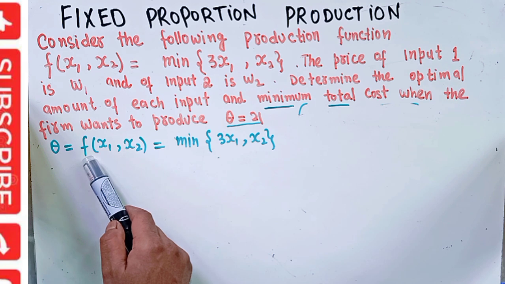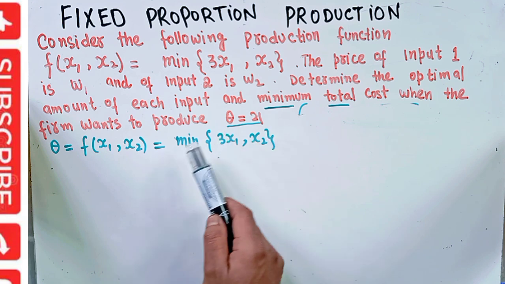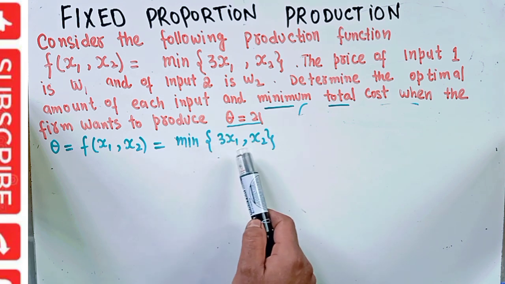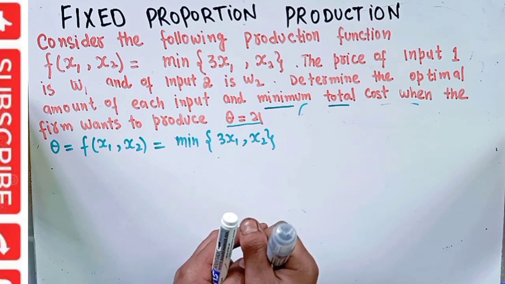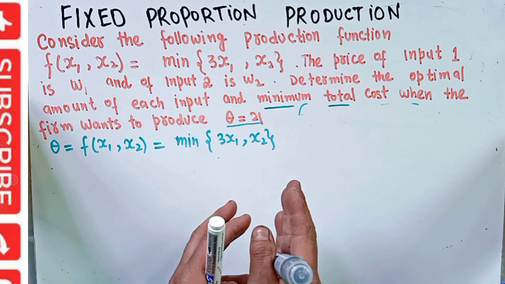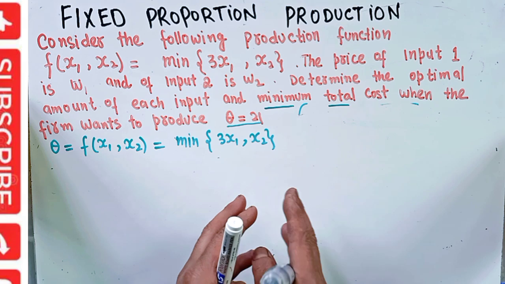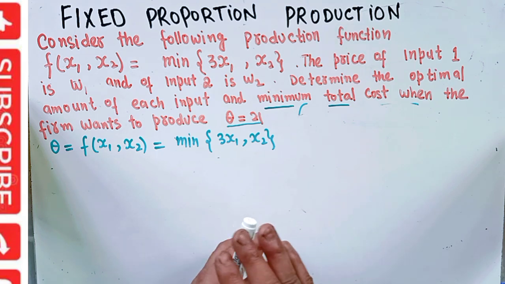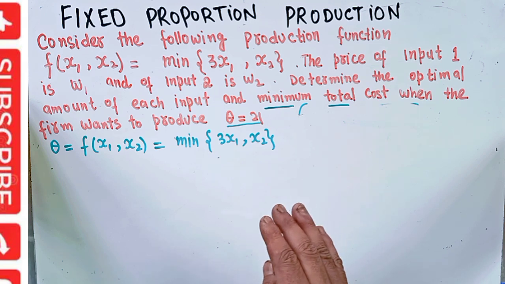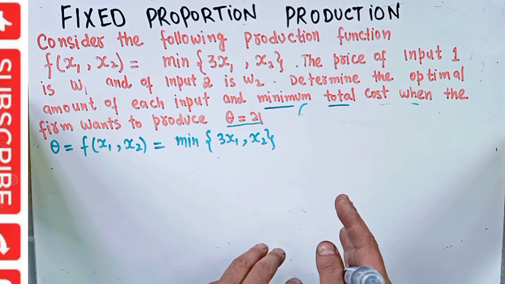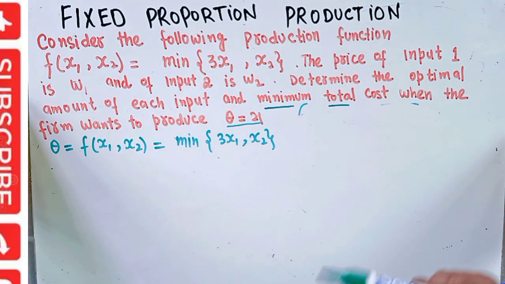Okay, so we have this production function. Q is a function of two inputs, x1 and x2, and they are related by this relationship, minimum of 3x1 comma x2. This is our Leontief production function, what we also call the fixed proportion production function. It simply means if we want to produce a certain level of output, we are supposed to use the inputs in a fixed proportion. We cannot disturb the proportionality of the inputs.